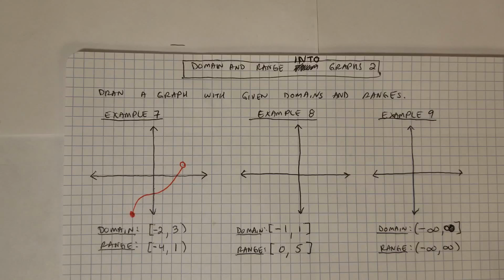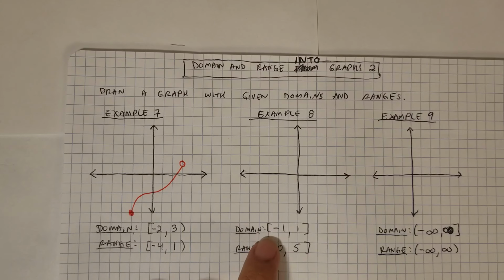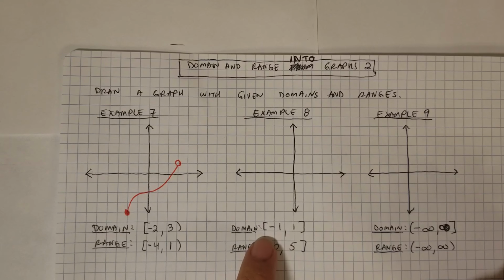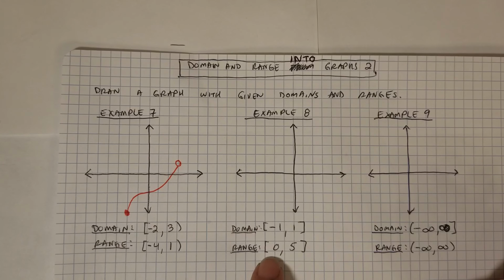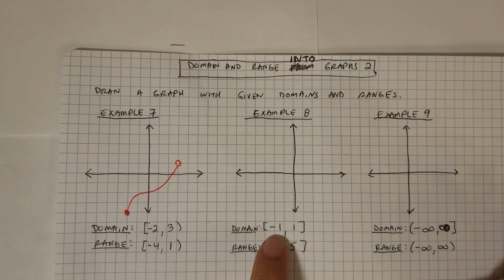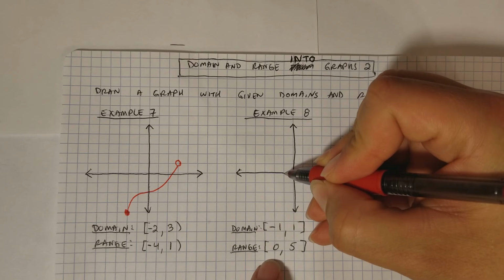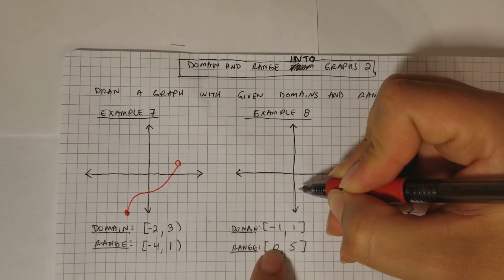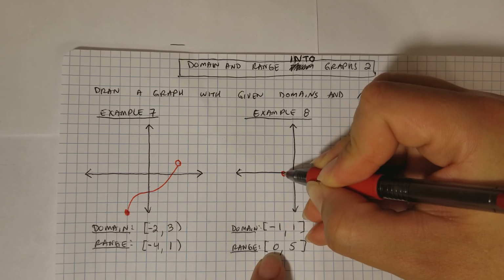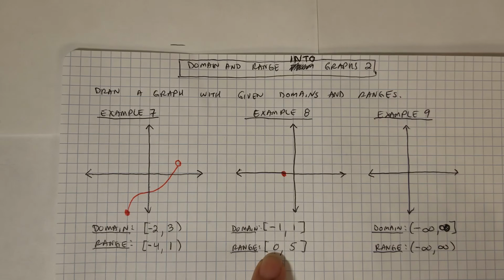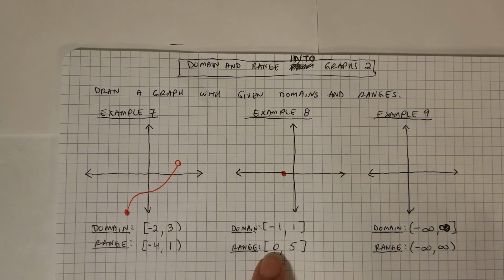So let's say they want example number 8. The lowest point that it could be for example number 8, for the domain of -1 to 1 and the range of 0 to 5, on the bottom left would be (-1, 0). So -1 and then 0 would be there. Notice they both have brackets, so I'm going to put a closed circle here. Okay, so that's my graph of (-1, 0).